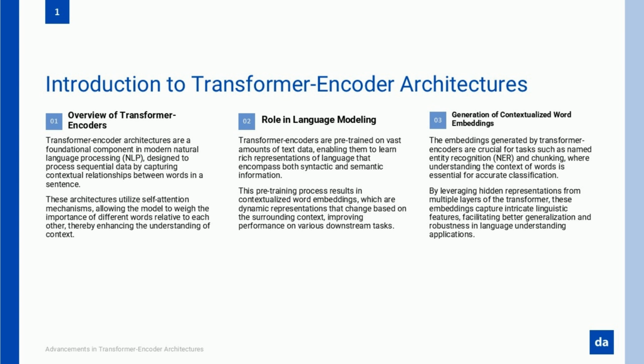This pre-training process generates what we call contextualized word embeddings, dynamic representations that shift and adapt based on surrounding words. For tasks like named entity recognition or even chunking phrases into meaningful units, these embeddings are critical. They bring models closer to understanding language in the way humans do. But my question is, could we be missing something deeper that lies hidden in the architecture itself?